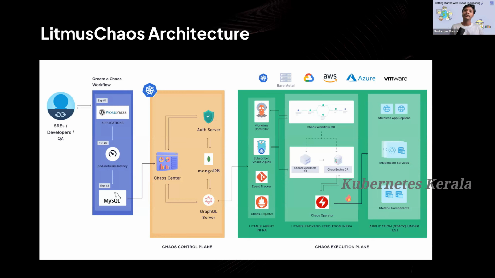Inside the agent infra, we have different components such as the workflow controller, the subscriber, event tracker, and chaos exporter. Starting with the subscriber, that is the point of contact for the GraphQL server from within the chaos execution plane. It ensures that a connection is always maintained with the chaos execution plane, which can actually be remote. I guess I should have made that clear first. The chaos execution plane can be either inside the same cluster where your chaos control plane exists, or in a different cluster, that is a remote agent, you can say.